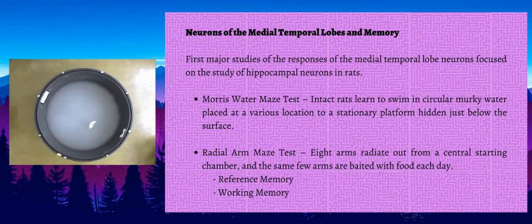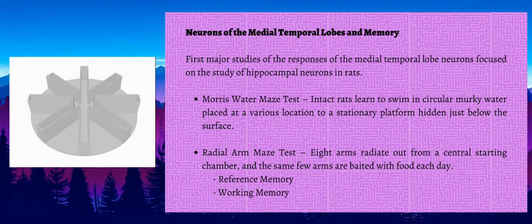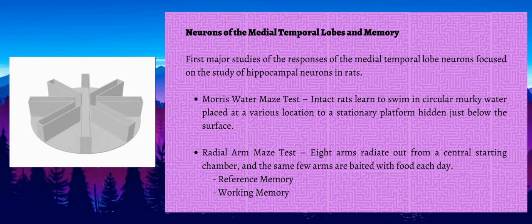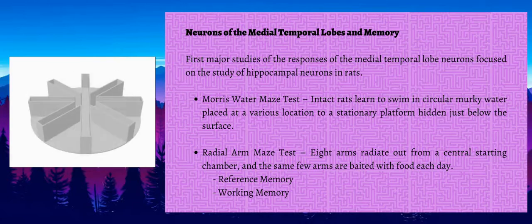Radial arm maze test: this is where eight arms radiate out from a central starting chamber, and the same few arms are baited with food each day. Rats with hippocampal lesions learn to visit those arms that contain food, but they visit the same arm more than once a day.